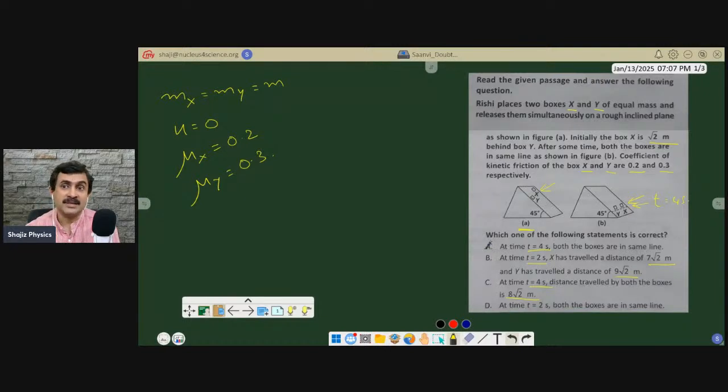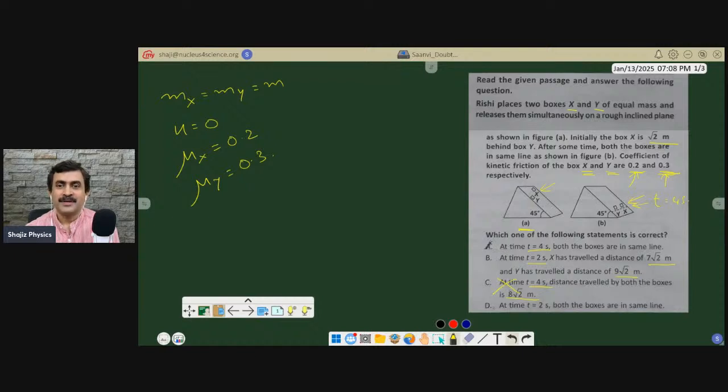It is due to one reason, because here both x and y are not having the same friction. Y is having more friction when compared to x. For x, the friction factor is only 0.2, but for y, the friction factor is 0.3. Then how is it possible for both x and y to cover the same distance in the same time? It is totally impossible. So we can discard this option. C is not the option at all.